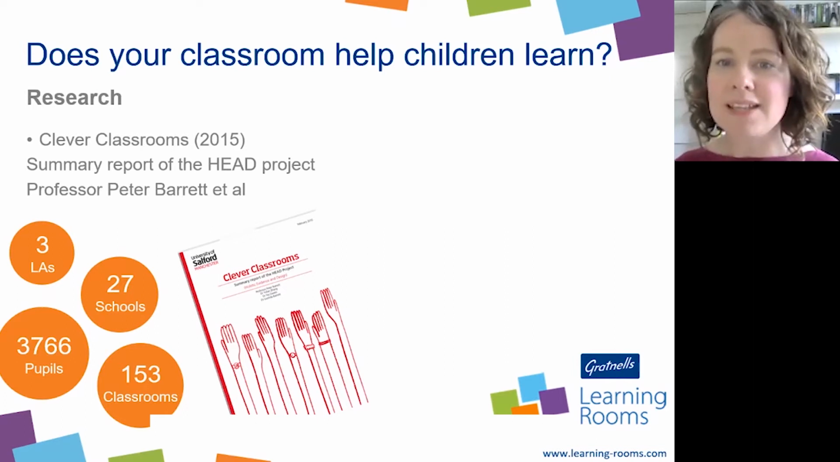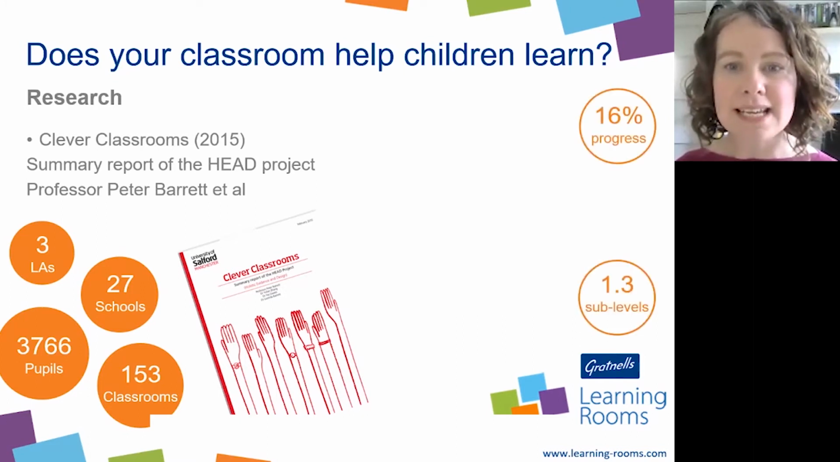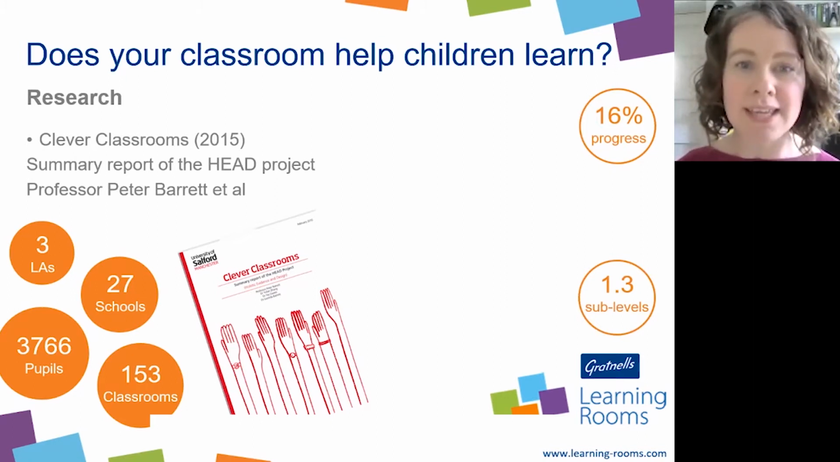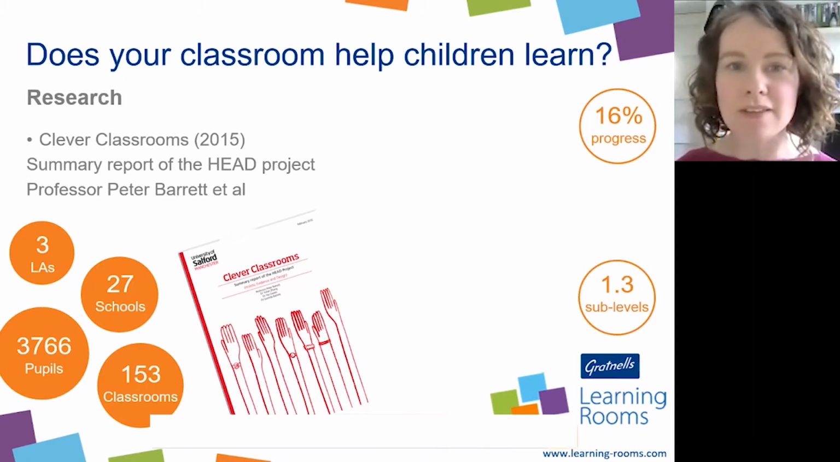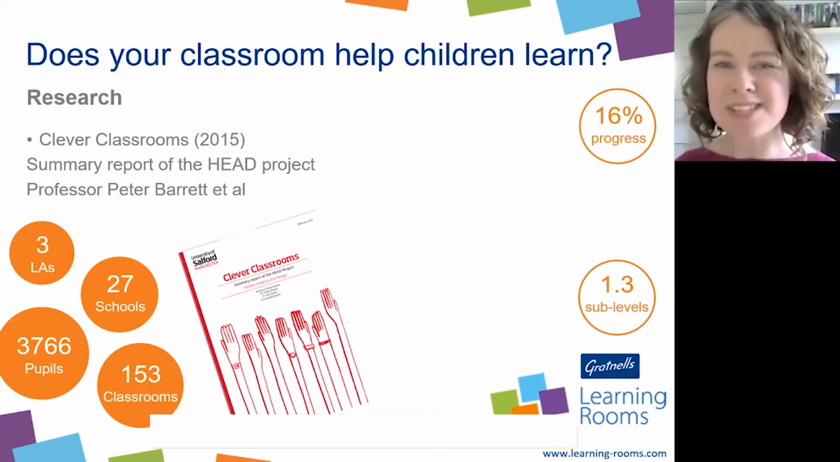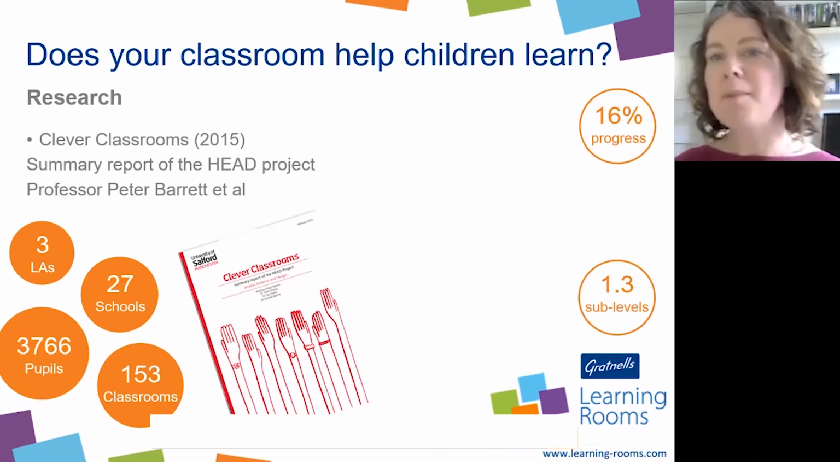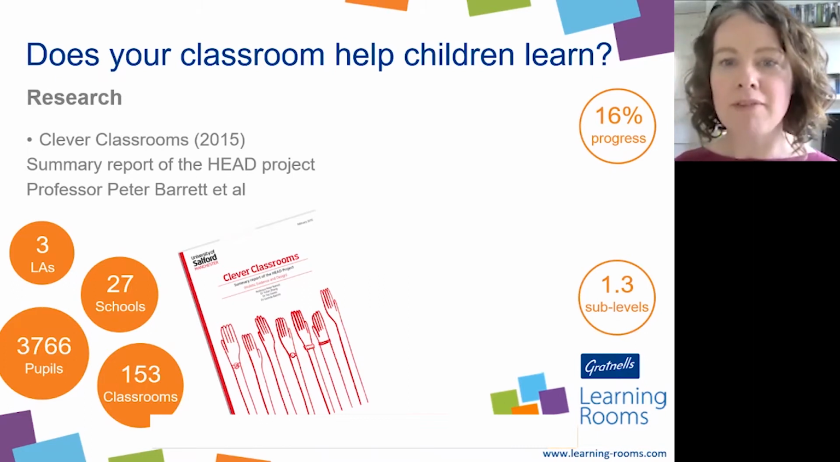They found that differences in the physical characteristics of classrooms explain 16% of the variation in learning progress over a year for the pupils included in the study. Or to make this more tangible, they estimated that the impact of moving an average child from the least effective to the most effective space would be around 1.3 sublevels. Now that's a big impact when pupils were typically making 2 sublevels of progress every year.